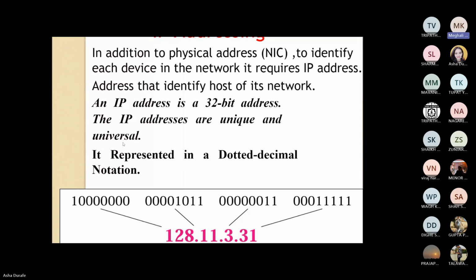So here also we have two types that make it unique and universal. Either it is a public domain IP address or a private IP address. Private IP addresses are not universal. They can be the same for different organizations, but the public IP addresses are unique and universal. So this is represented in a dotted decimal notation. So here you can see these 32 bits. These are noted in a dotted decimal notation.